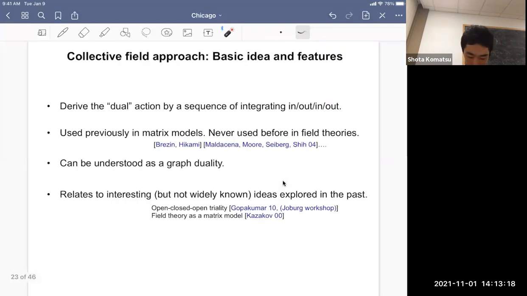Okay, so the idea is to develop some kind of collective field approach, which describes the determinant operator in the large N limit. The basic idea is to derive some dual action by a sequence of integrating in, out, in, out. This idea was used a lot in matrix models, but not so much in field theory. You can also understand it in terms of graph duality, which I mentioned, and also related to some interesting but not widely known ideas explored in the past. I'm going to mention one of them.